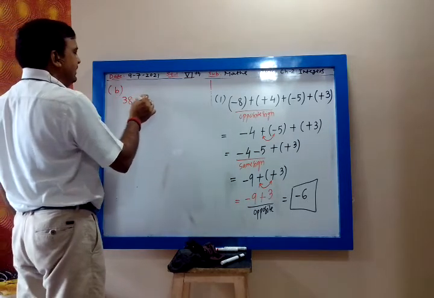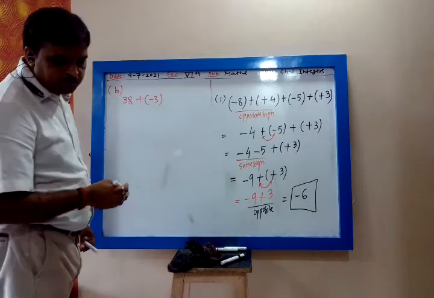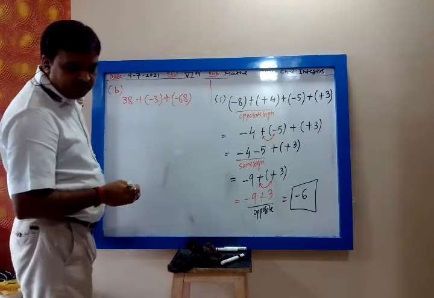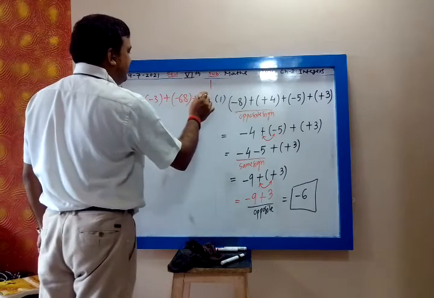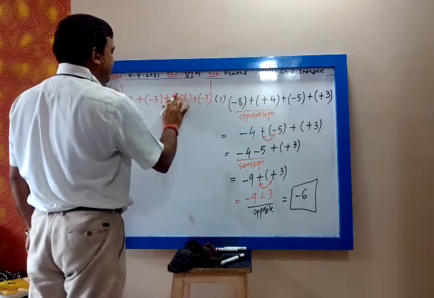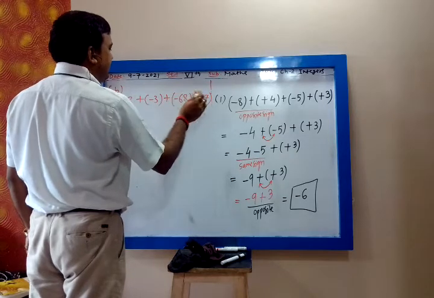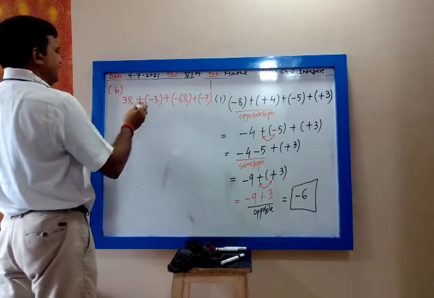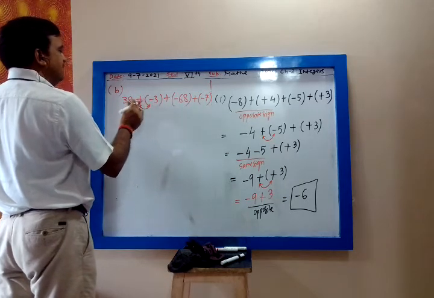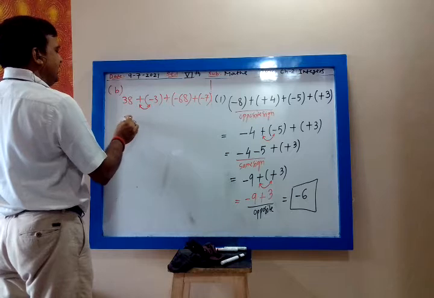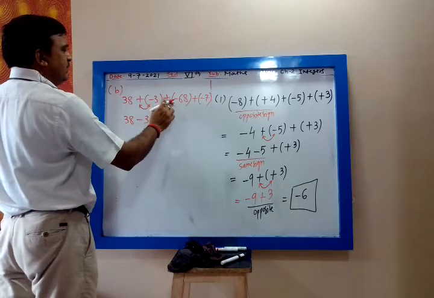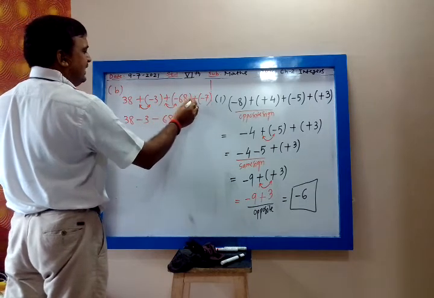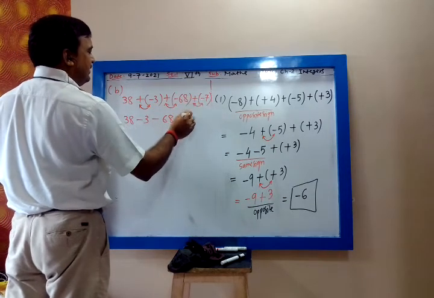38 plus minus 3, plus minus 68, plus minus 7. Let us solve this. Now these two signs are together, plus and minus. So plus into minus will be minus. So 38 minus 3. These two signs are together, so plus into minus will be minus. We write minus 68. These two signs are together, plus into minus will be minus 7.